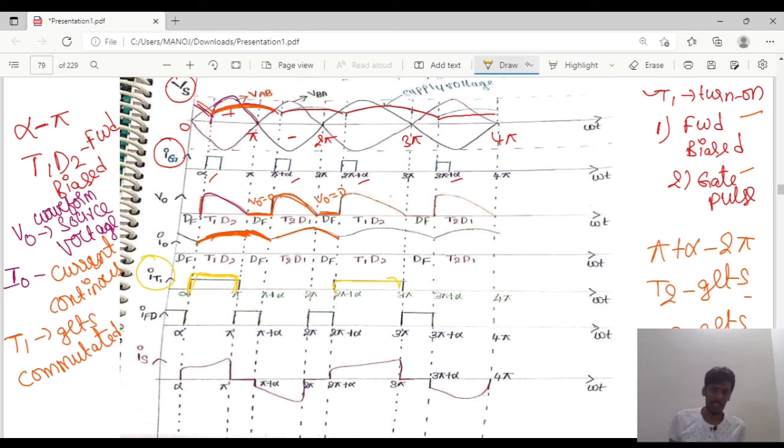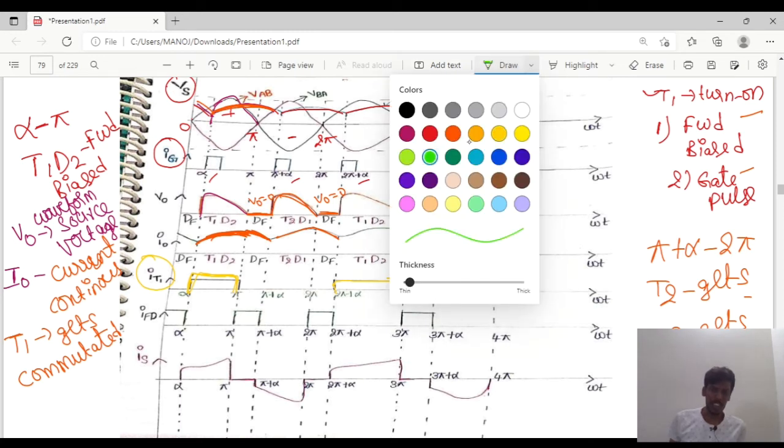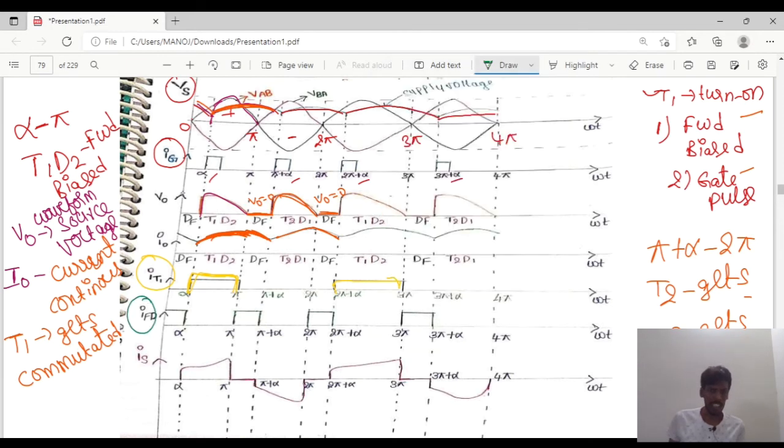And the second waveform, if you see here, is the freewheeling diode action. The freewheeling diode action takes place from 0 to alpha. Here, from 0 to alpha the freewheeling diode action takes place, and from pi to pi plus alpha the same freewheeling diode action takes place, and from 2 pi to 2 pi plus alpha also, and from 3 pi to 3 pi plus alpha also. So the current flows through the freewheeling diode.